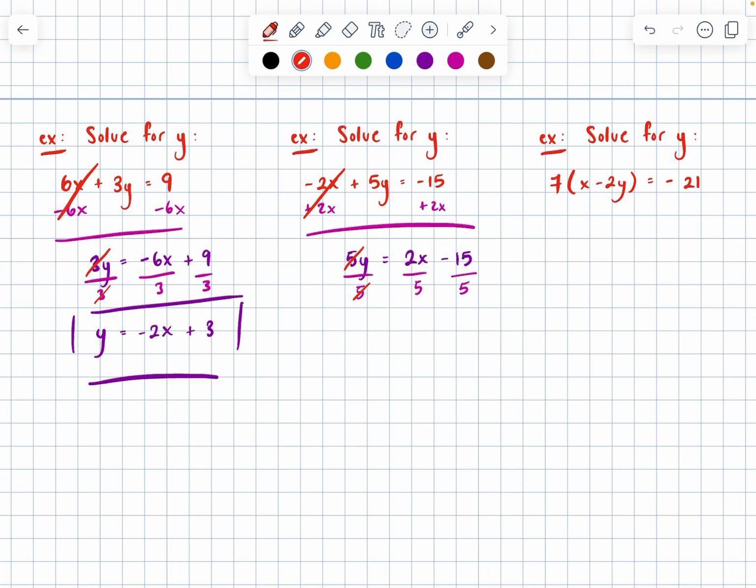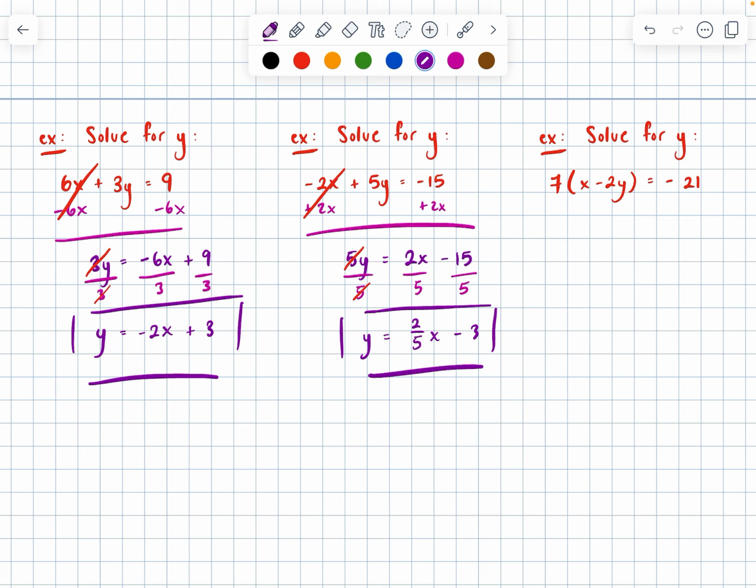When I do that, 5 divided by 5 leaves me with just my y. I have 2 divided by 5, so that's 2/5, and then I'll write my x off to the side, as I have before. And then negative 15 divided by 5. Well, that's negative 3. So y is 2/5 x minus 3.